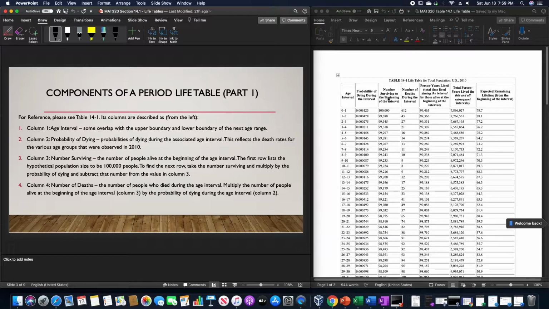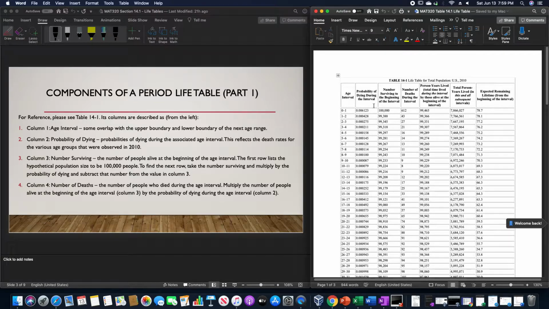The third column is the number surviving. This is the number of people alive at the beginning of the age interval. The first row lists the hypothetical population size to be 100,000 people, right here. To find the next row, we take the number surviving and multiply it by the probability of dying. So 100,000 times 0.006123.